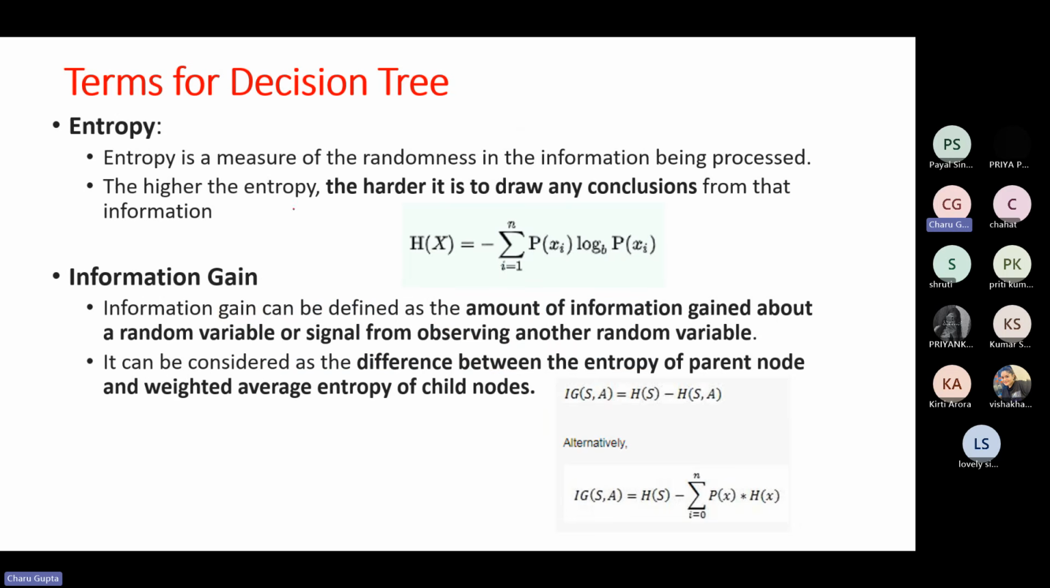Next is entropy and information gain. Questions like these also come up, and definitions also come up. Entropy is a measure of randomness. Its formula is p(x), the probability of x, multiplied by log of the probability of x. Then we will take its summation, right? And with a negative sign. See the formula of entropy and information gain.